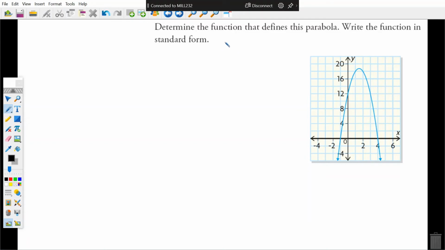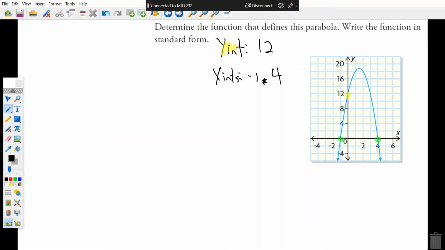So what we're going to look for here is we're going to look for the y-intercept and the x-intercepts first. Let's see if we can see those. The y-intercept is right here at 12. The x-intercepts are at, let's make those green, -1 and 4. Okay? Those are your x-intercepts.